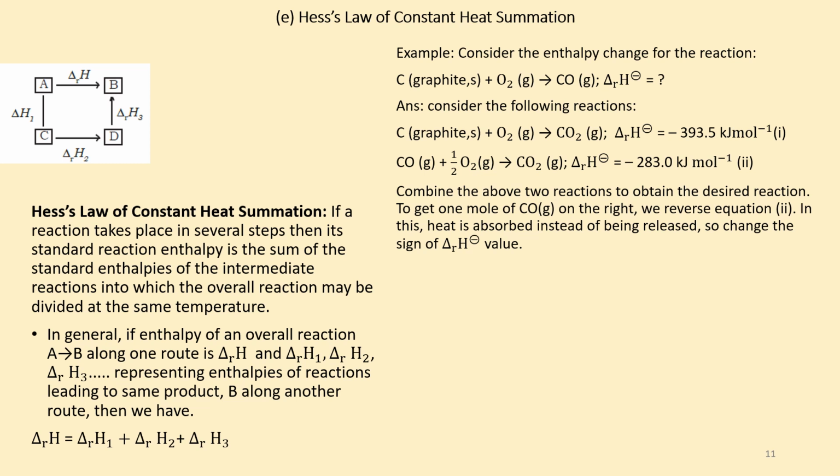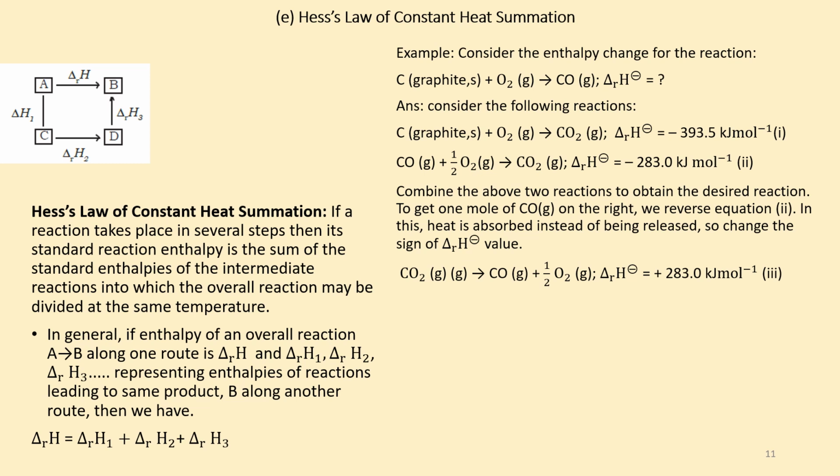Carbon monoxide plus half O2 in gaseous state combine to form CO2 gaseous, whose delta rH value is minus 283.0 kilojoules per mole. Let it be equation 2. Combine the above two equations 1 and 2 to obtain the desired equation.